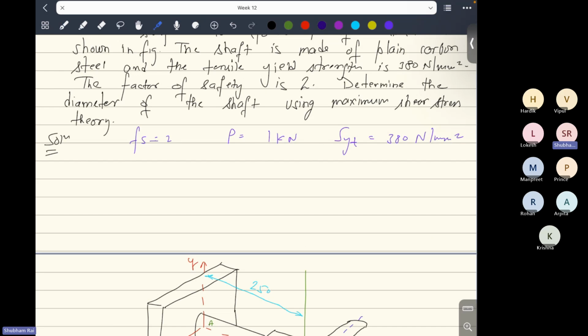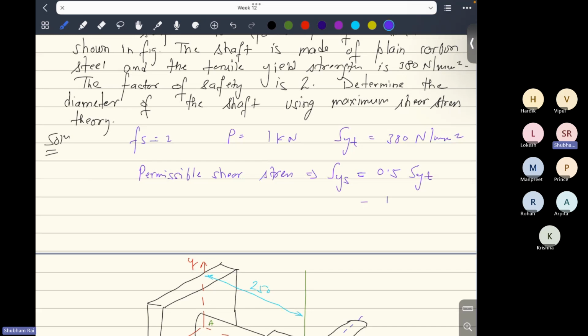So the maximum shear strength will be the yield strength divided by 2, because we have to rely on this data only. We don't have separate data for the maximum shear strength of the material. So we say that the shear strength will be half of the yield strength.